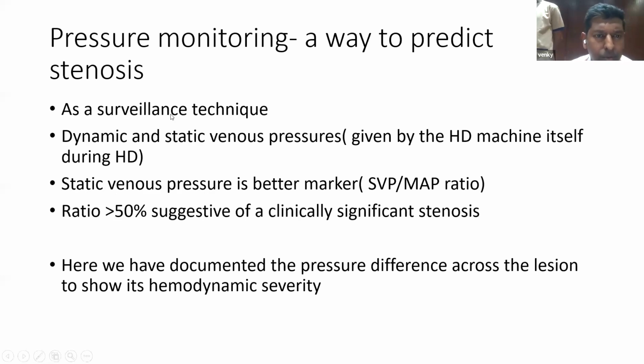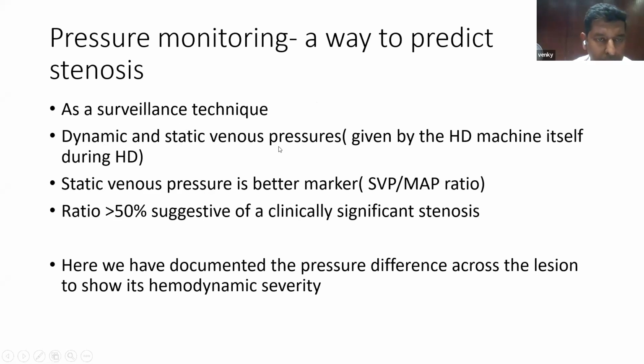Pressure monitoring inside the access, a few slides to finish it up. Pressure monitoring inside the access is a valuable way to predict stenosis. It's been commonly used as a surveillance technique as well, in addition to flow monitoring. There are two ways to monitor pressure, the dynamic and the static venous pressure. The dynamic venous pressure is the pressure in the access during dialysis. That is what is shown in your dialysis machine. On the other hand, static venous pressure is the pressure in the access once you put in the needle, before you start dialysis.